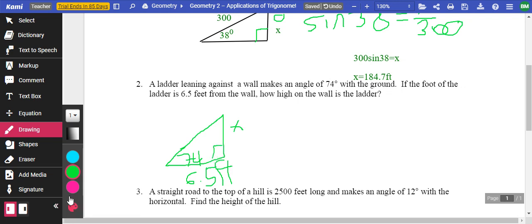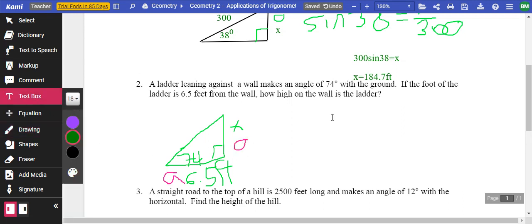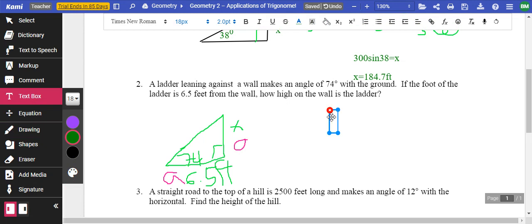Okay, we know this is my adjacent, this is my opposite. So we're going to use opposite and adjacent, so SOHCAHTOA, OA means tangent, so tangent of 74 equals the opposite x over the adjacent 6.5. Multiplying both sides by 6.5, so we get x by itself, 6.5 tan of 74 equals x. We simply put this in our calculator, and we're going to get x equals 22.67 feet.